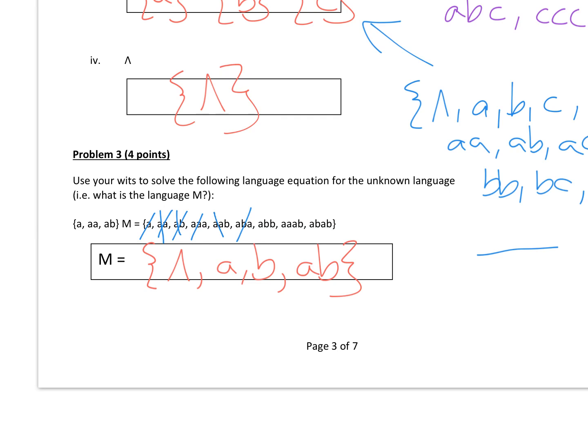AAB and ABB. And finally, if I concatenate everything with an AB on the end, I get AAB, AAAB, and ABAB. So AAB is that one, AAAB is that one, and ABAB is that one. So indeed I did figure out the right set here.